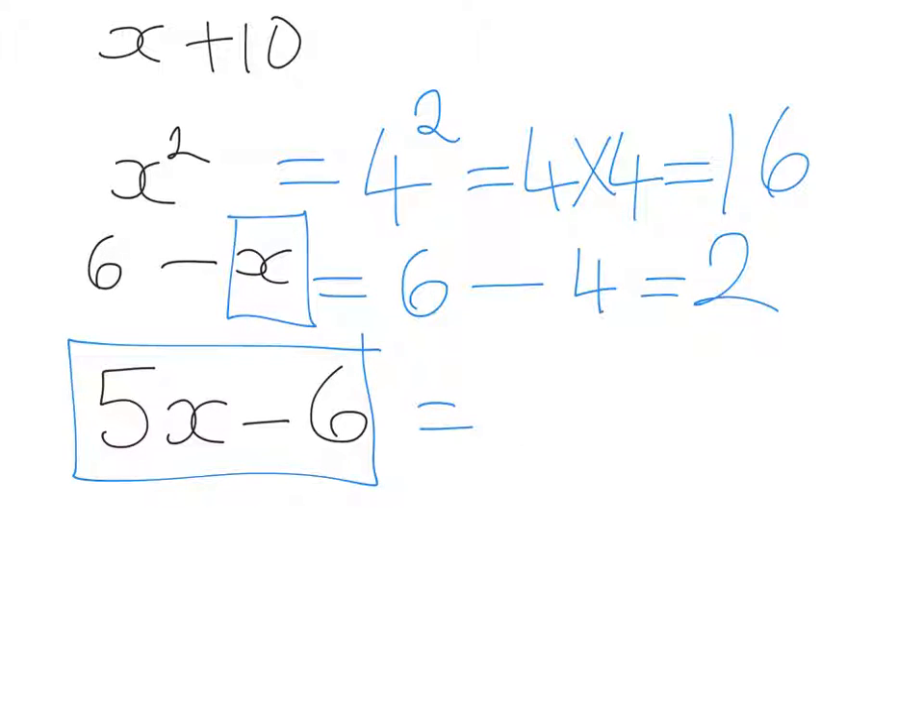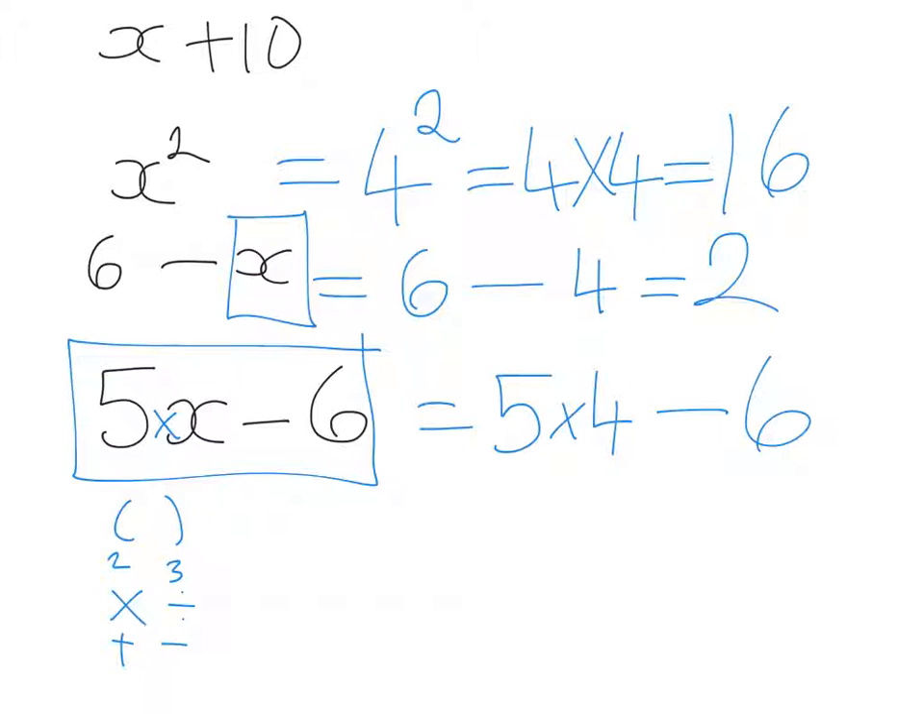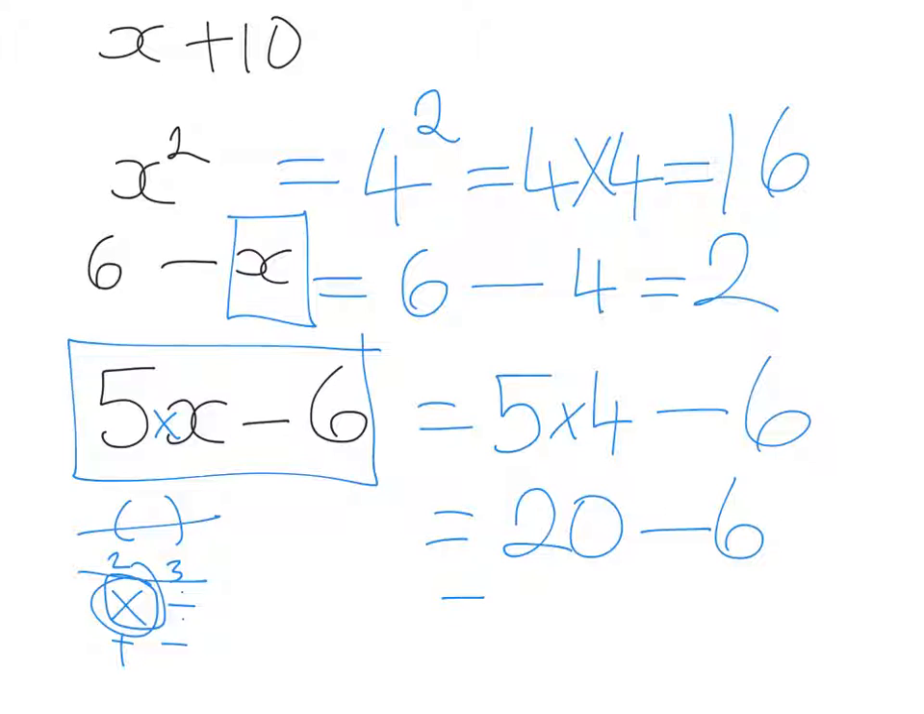So I'm replacing X with 4, remembering this means 5 times X, so 5 times 4, take away 6. Now what am I going to do first? We must remember our order of operations, BIDMAS you sometimes call it. So I don't have brackets, I don't have indices, but I do have multiply, so I'm going to do that first. So that's 20, take away 6, which is 14.